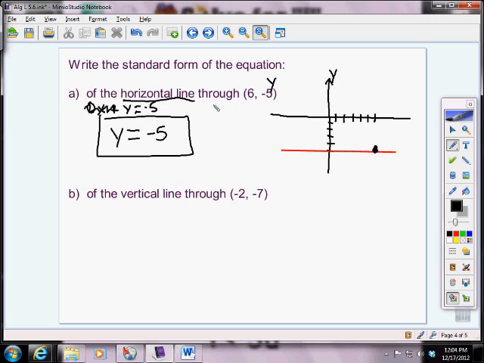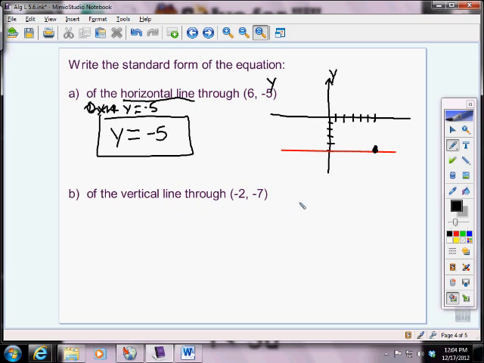Okay? So our standard form is how you have already been writing these types of equations. If it's a horizontal line going through the point 6, -5, that means it's always going to go through -5 on the y-axis, so y equals -5.